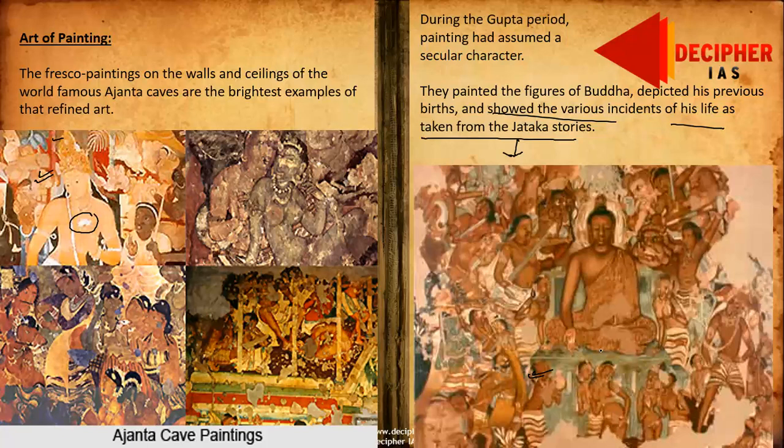Then Mara summoned his demons here. He made an assault on Gautam Buddha and tried to dislodge him from his seat. Buddha called upon the earth to witness his devotion in all his previous lives and in the present life. So you can see Buddha is touching the earth here. He is actually calling upon the goddess earth to witness his devotion. The earth goddess responded to his appeal, and Mara fled defeated.